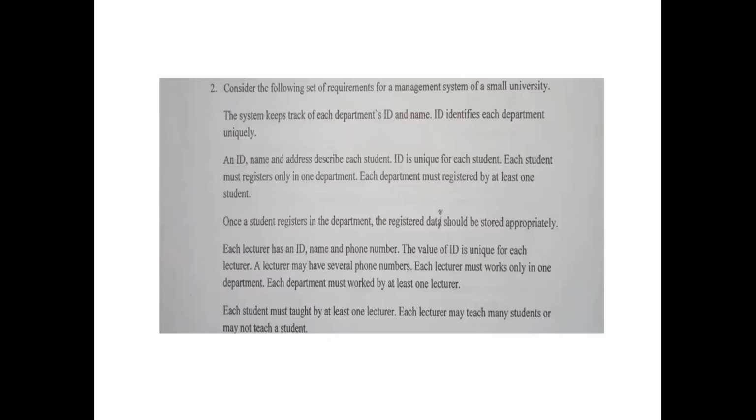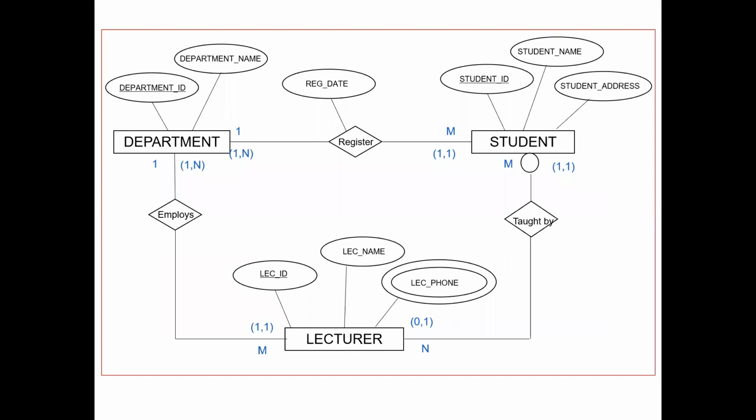Each student must be taught by at least one lecturer, and each lecturer may teach many students or may not teach a student. That means for a student, being taught by a lecturer is a must, but for a lecturer, teaching a student is optional. Therefore, we represent the optional relationship using a circle at the end of the optional entity.